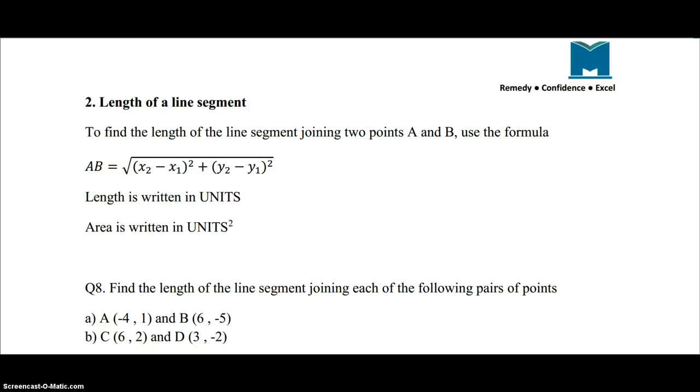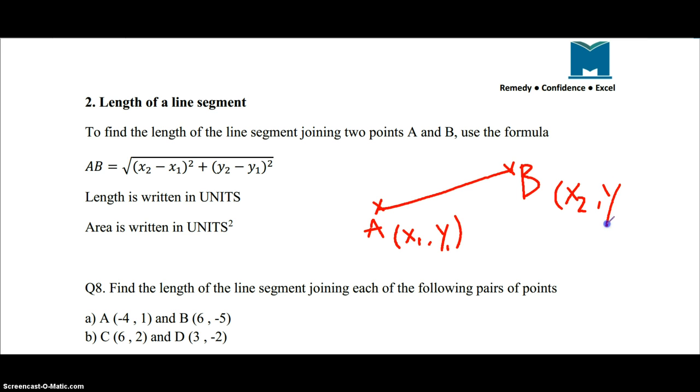Now, to find the length of a line segment, you must have 2 points to join together. In this case, let's call them A and B. Any line must always have 2 points. For each of these coordinates, there will always be an x coordinate and a y coordinate. Same for B, where we call them x2 and y2.